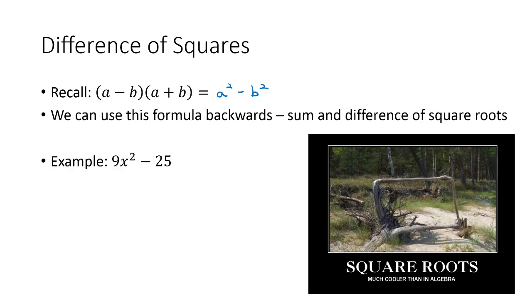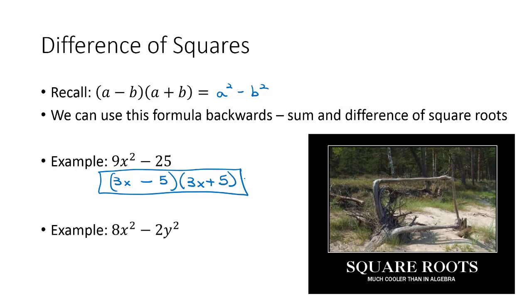Anyways, for example, if I had 9x squared minus 25, I see this only has two terms. It's a binomial, but I do know I can take the square root of both parts. The square root of 9x squared is 3x. The square root of 25 is 5. So I know that I can subtract and add those square roots, and now my polynomial is factored.